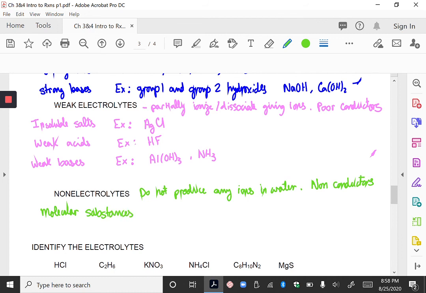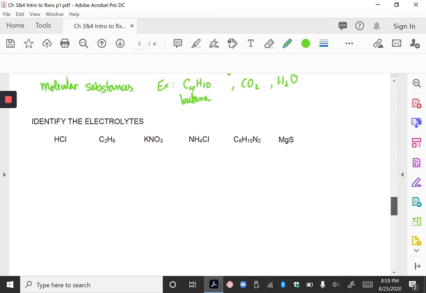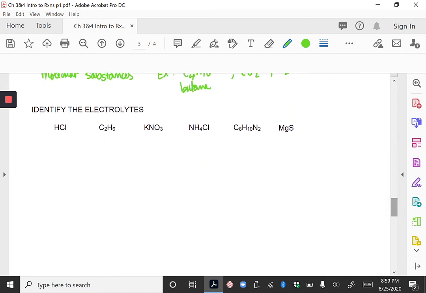So they're covalently bonded. They don't have any ions to give off. So for example, C4H10, this is butane. It's lighter fluid. Carbon dioxide, water, anything that is covalently bonded, that is molecular, is going to be a non-electrolyte, will not conduct electricity. So let's play strong, weak, or non-electrolyte.